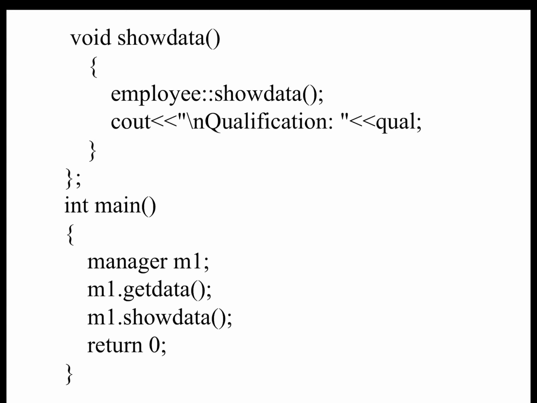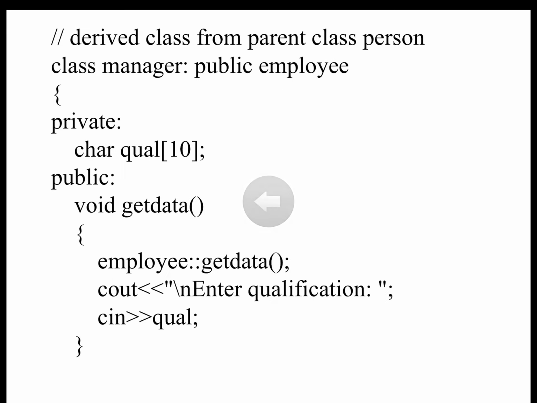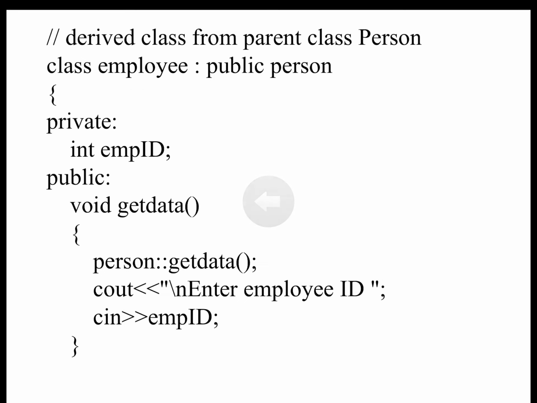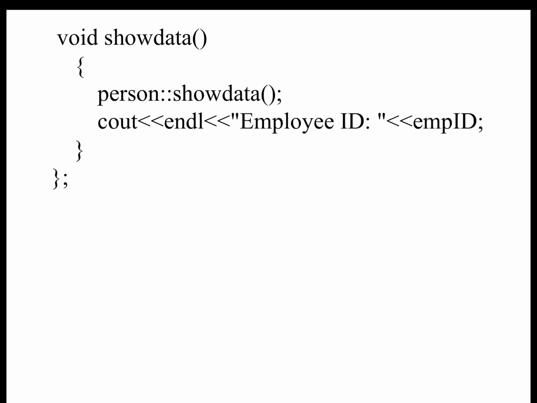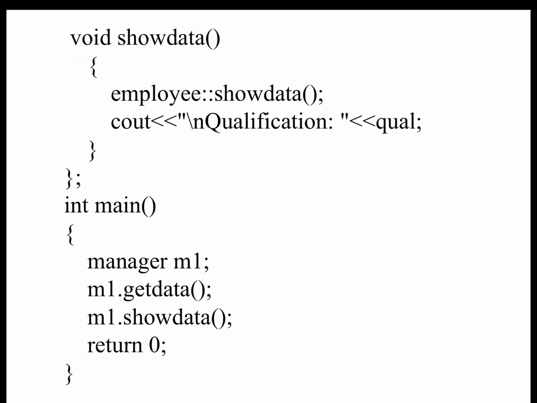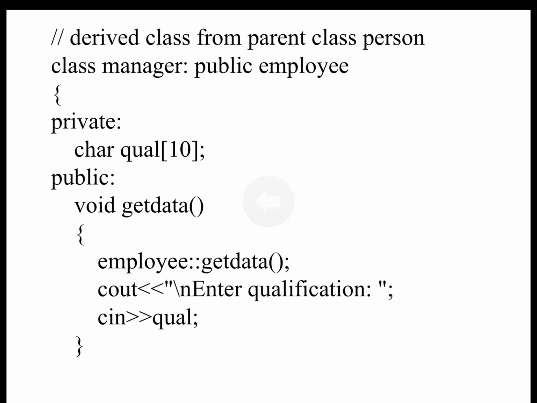Now in the main method, we are creating the object of manager, m1. So m1 dot get data, m1 dot show data. Finally, it will display all the information, starting from the name, address of person, employee ID, qualification, each and every piece of information it will display. So this is the example of multi-level inheritance.